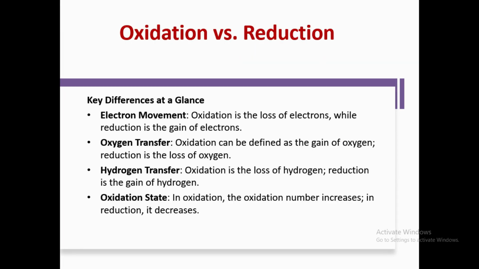Oxidation versus reduction. Here is the key difference at a glance. For electron movement, oxidation is the loss of electrons while reduction is the gain of electrons. For oxygen transfer, oxidation is the gain of oxygen, and reduction is the loss of oxygen. There is also hydrogen transfer: oxidation is the loss of hydrogen while reduction is the gain of hydrogen. For oxidation state, in oxidation the oxidation number increases, in reduction it decreases.